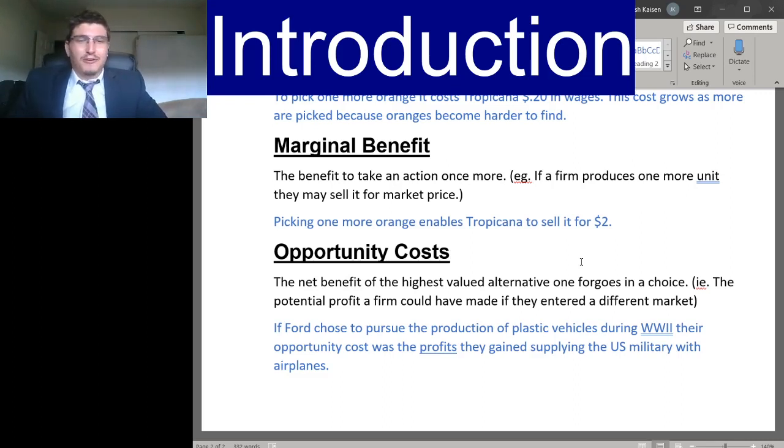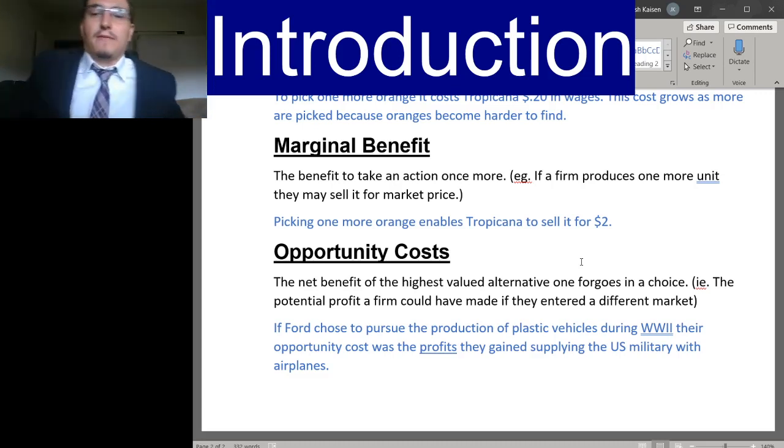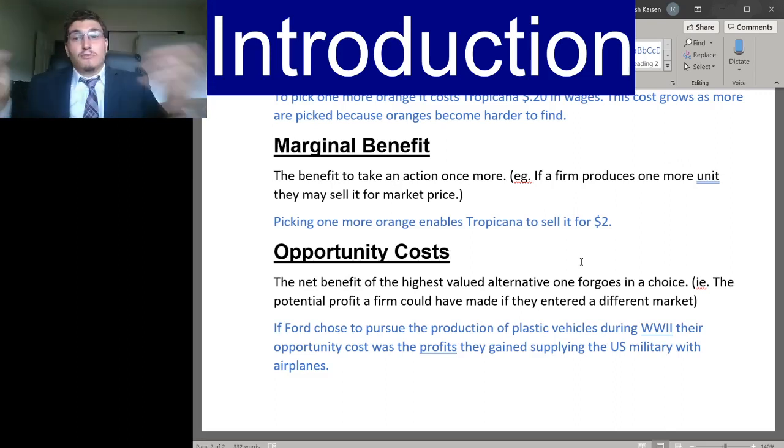It's a very wordy definition. Basically, it's what you give up in order to pursue another activity. For firms, it's going to be the profit that they could have made in another market. So if Tropicana decided they didn't want to sell oranges, they instead wanted to sell apples, they would be giving up the opportunity to produce oranges and make the profit that they're currently making in the market. So if they chose to make apples, they give up the profits that they were making in oranges. And for it to be worth it for them to make those apples, their benefits have to be more than what they're giving up, more than their opportunity costs, more than their economic costs, really. But economic costs are something that we'll cover.